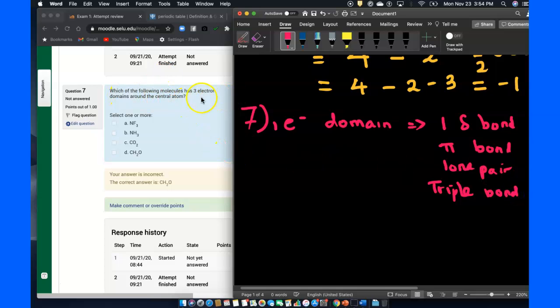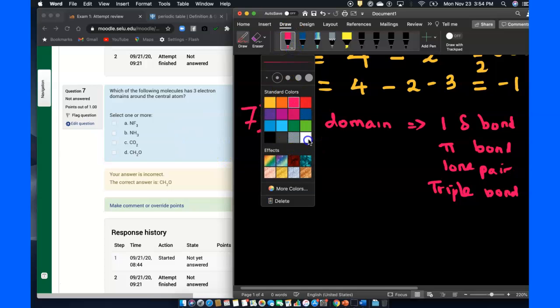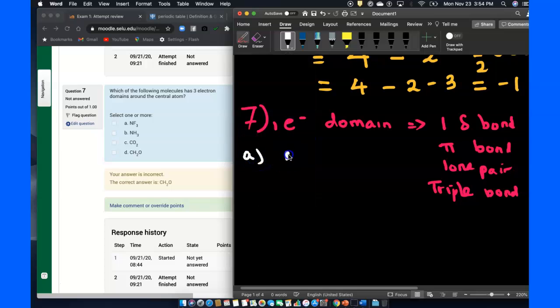So which one has 3 electron domains? We have to draw the Lewis structures of these to tell which is the answer. So for A, if you draw the Lewis structure, I'm not going to go through all the steps. This will be the Lewis structure for A.